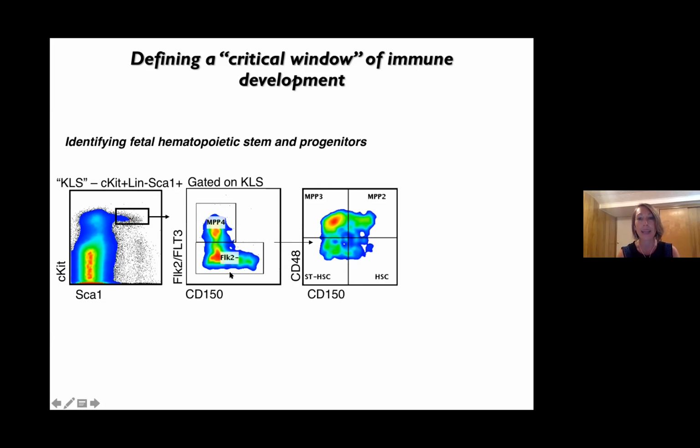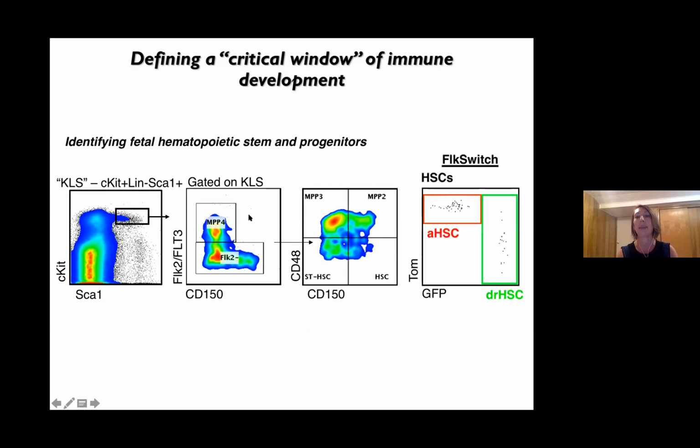Now, there are very many subsets of these cells that can be divided based on expression of multiple markers. We chose to use markers such as Flk2 and SLAM family markers like CD150 and CD48. This is kind of a classic schematic for breakdown of the stem progenitor compartment, and I will go through this a little more in detail later in my talk. But I also wanted to point out that we do this with our Flt3-switch model, where within the HSC compartment, we can differentiate adult HSCs and DRHSCs by tomato or GFP expression.